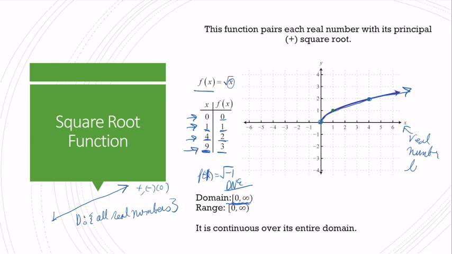So the graph of the square root of x will look like this. And when I say it's continuous over its entire domain, what I mean is that I can draw it without picking up my pencil. That's as deep of a definition of continuous as we need right now.